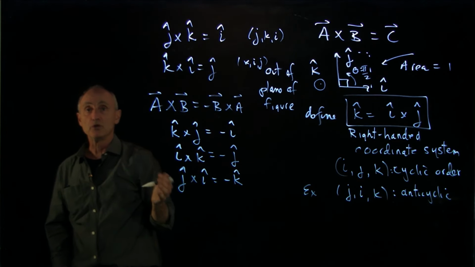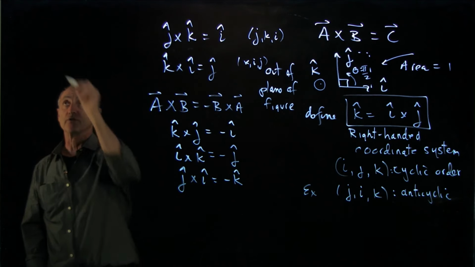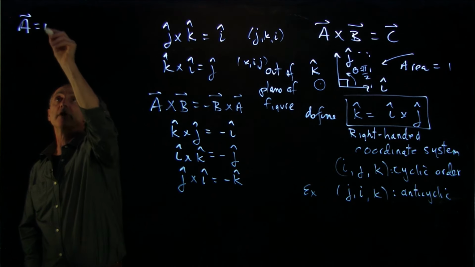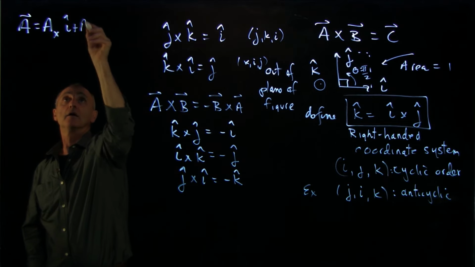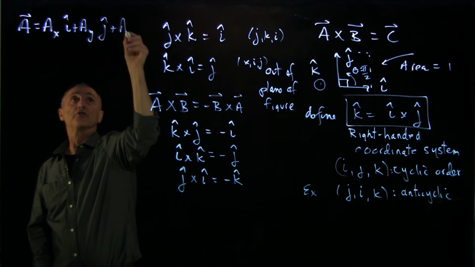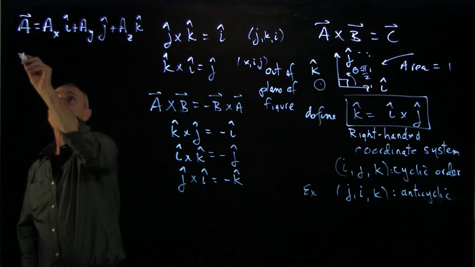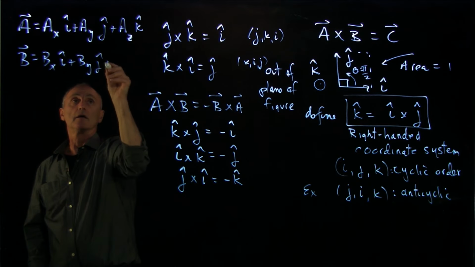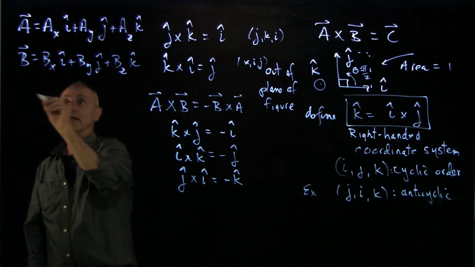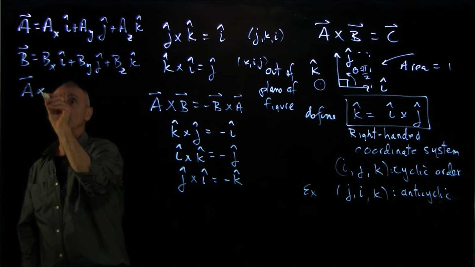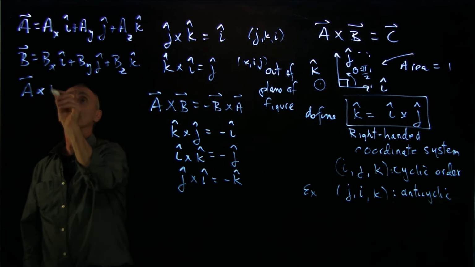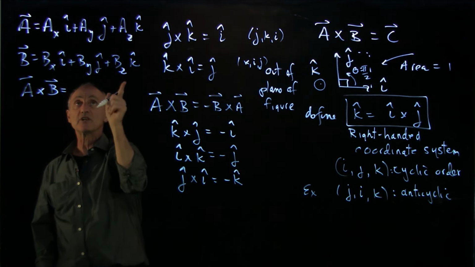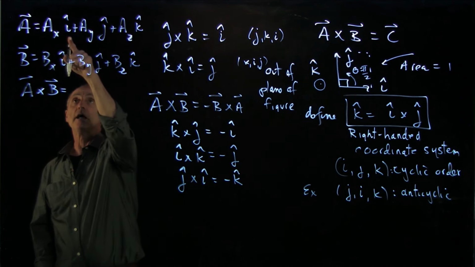Now, when you want to compute the cross products in Cartesian coordinates, for instance, it can be a little bit messy. There's going to be a lot of terms. If I write a vector A as ax i hat plus ay j hat plus az k hat, and I write a vector B as bx i hat plus by j hat plus bz k hat, and now I want to compute the cross product of these vectors to get the new one. Notice that there's going to be 6 terms.